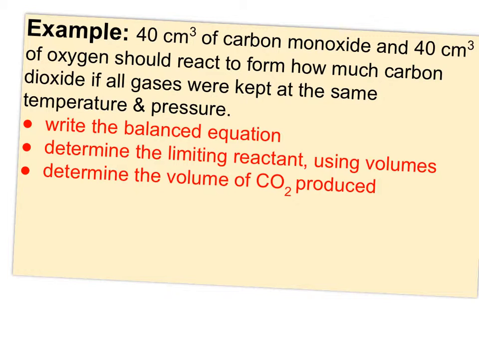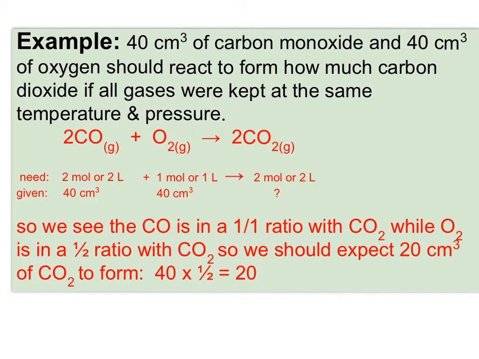In fact, we don't even need to convert from the 40 centimeters cubed. We can write the balanced equation. We can determine the limiting reactant out of those two using the volume ratios. And then we can determine the volume of CO2 produced. So here's my example, and my balanced equation says 2CO plus O2 will give me 2CO2. And if I look at my equation, it says I need 2 moles to 1 mole to yield 2 moles, or I can think of that as volume because equal volumes of gases have equal number of particles under the same conditions. So this is really 2 liters of CO plus 1 liter of O2 gives me 2 liters of CO2.